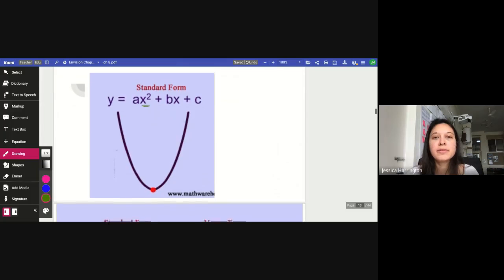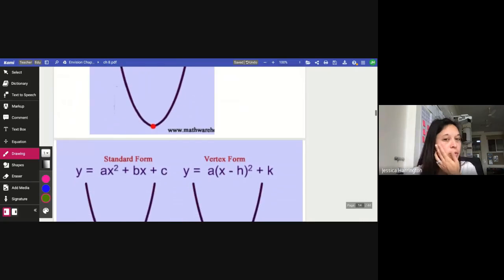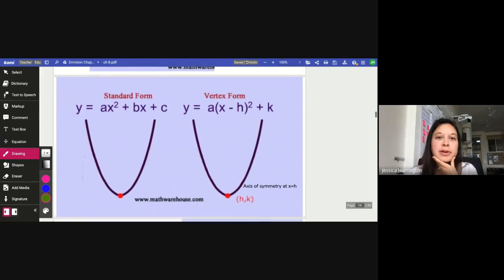So the form we're going to talk about today is vertex form. Here's a comparison: here's standard form, here's vertex form. What they've done is some factoring to get it to look like this. I want you to write this down in your notebook. Write the form down: a times parentheses x minus h, squared, plus k.